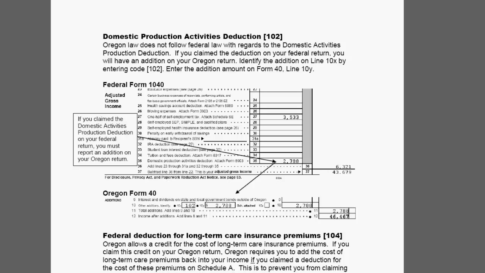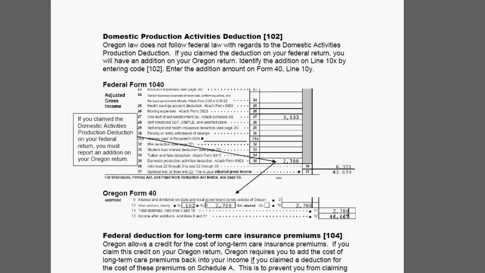If you claimed the deduction on your federal return, you will have an addition on your Oregon return. Identify the addition on line 10X by entering code 102. Enter the addition amount on Form 40, line 10Y.